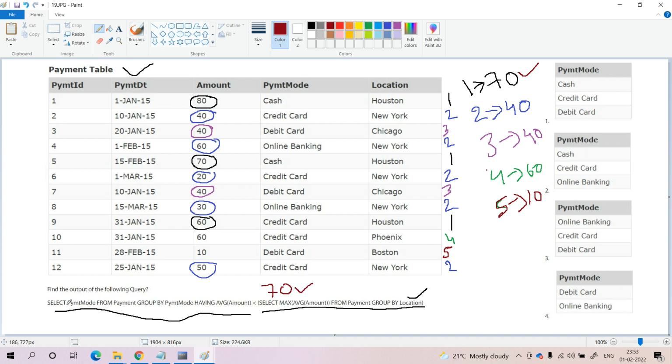Now let me evaluate the left hand side of the relationship operator. Select payment mode from the payment, group by the payment mode. As per the payment mode, we need to group the elements. So how many payment modes are there in total? Here we need to concentrate on the payment modes. Now as per the payment modes, carefully observe. Cash comes under the first group.